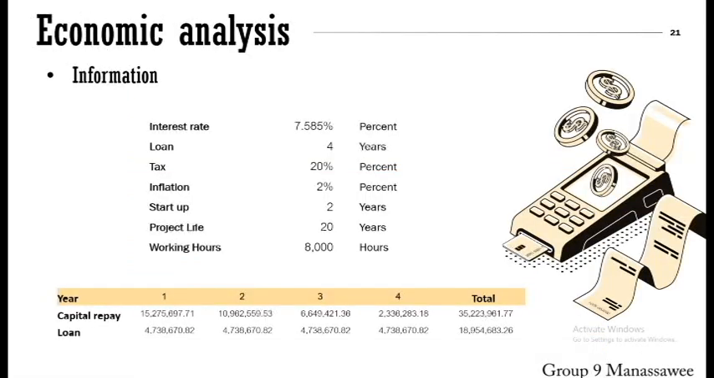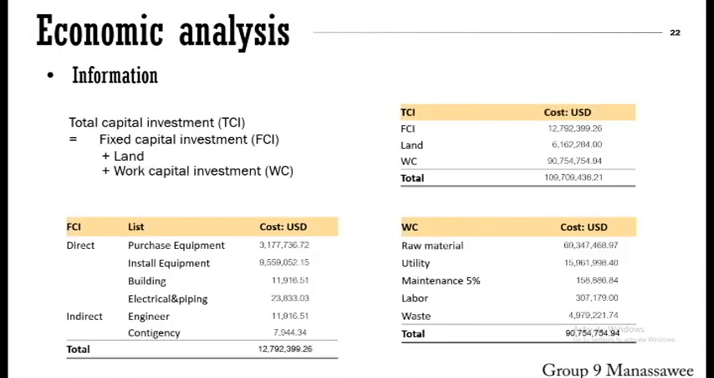Economic analysis part. Start from the information. We use interest rate 7.585%, tax 20%, project life 20 years, and loan for 4 years. Next is the capital investment. It consists of fixed cost, land, and working capital. The amount of fixed capital and land is financed by a bank loan. The list of fixed cost and working capital is shown in this table.